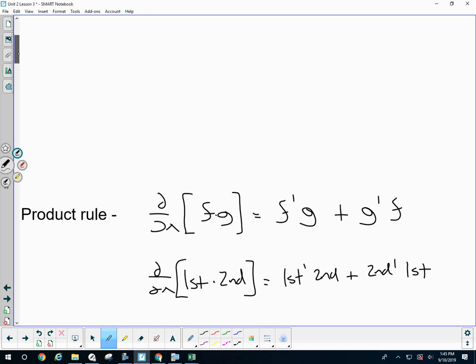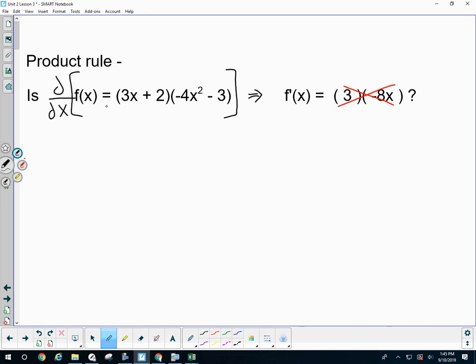So going back, I could simplify if I wanted to, but instead we are going to use the product rule so that I don't have to spend that much time simplifying. I say this is my first, this is my second. I can say that's f, that's g, whatever you want to use. The derivative of the first times the second plus the derivative of the second. Now, think about the second. Negative 4x squared minus 3. The derivative of 3 is 0. The derivative of negative 4x squared is negative 8x. Here's the second times the first.